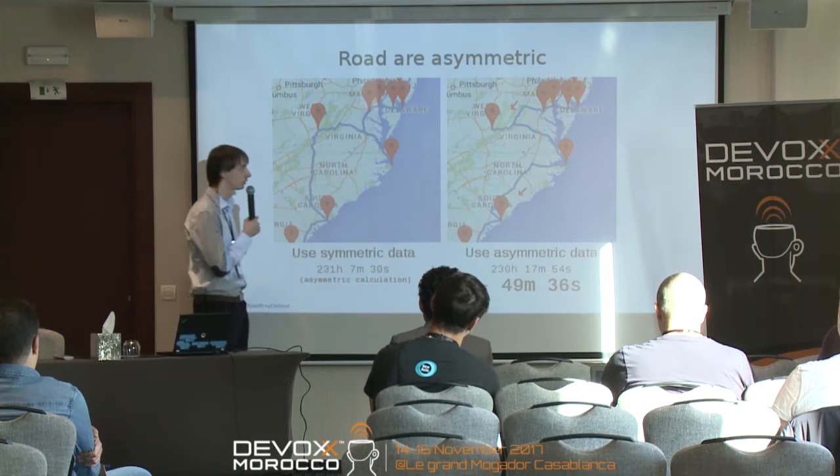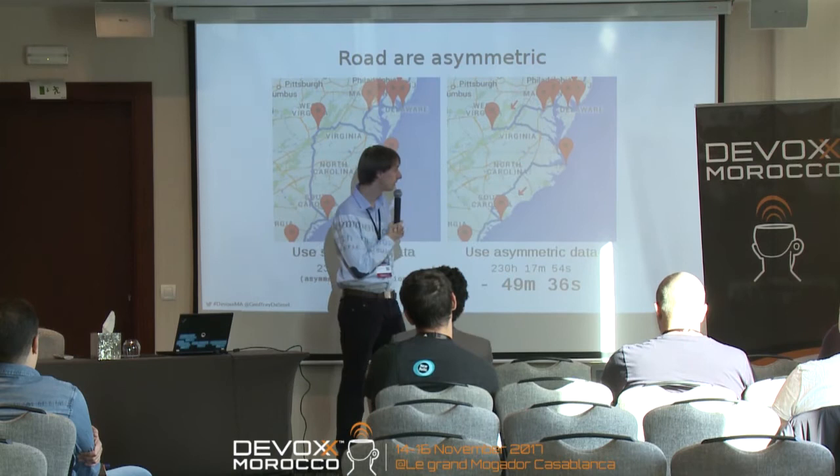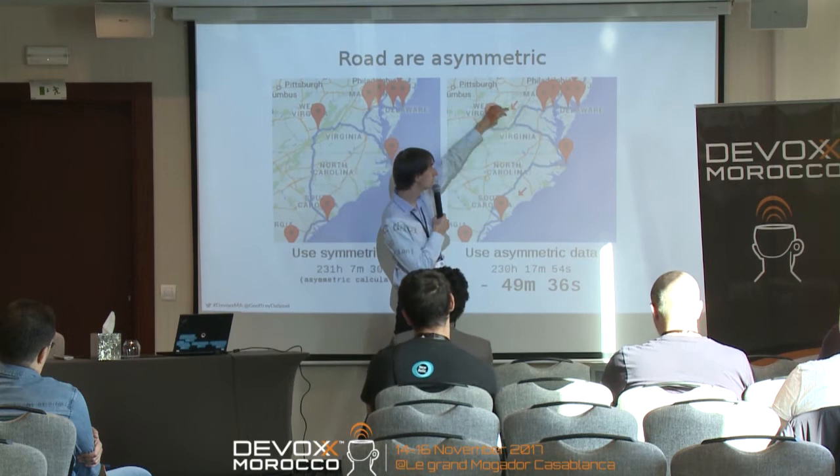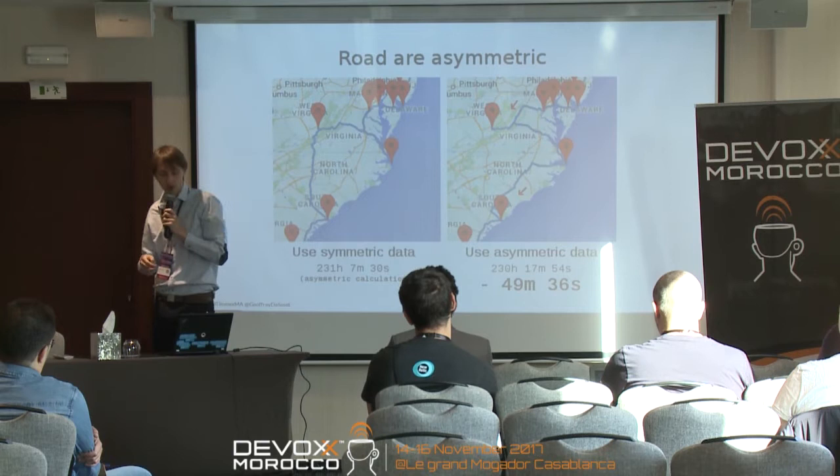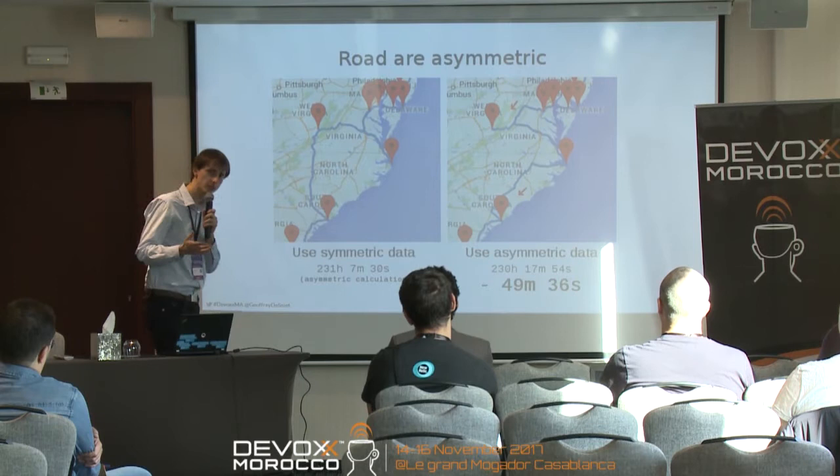And you can see we now go to here first and then go to the coast, which is apparently faster. It's 49 minutes faster than the calculations. And on top of that, we also get a direction. You can now see we're driving this road clockwise. So it's actually telling us which way to drive this.